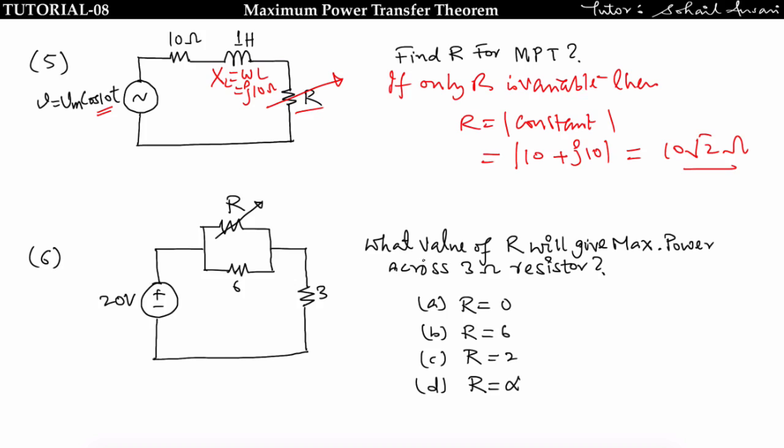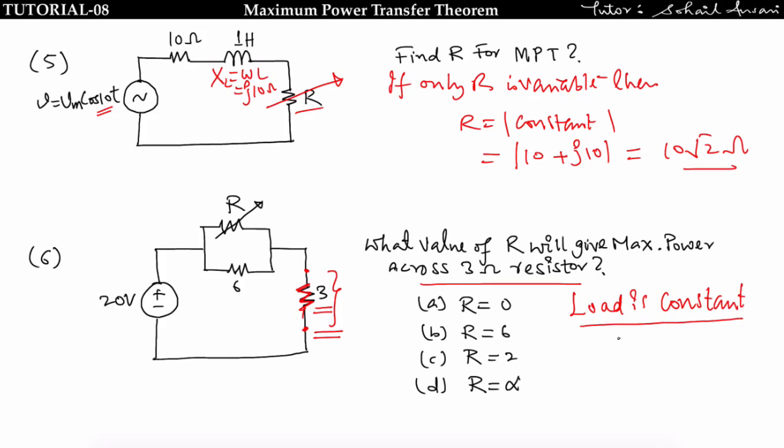Now see this circuit. In this circuit it is asking what value of R will give maximum power across the 3 ohm resistor. This is the 3 ohm resistor. For what value of R will the network give maximum power across the 3 ohm resistor? Here the load is 3 ohm and we have to find the maximum power across this resistor. This resistor is constant, meaning the load is constant. So here the maximum power transfer theorem is not applied.